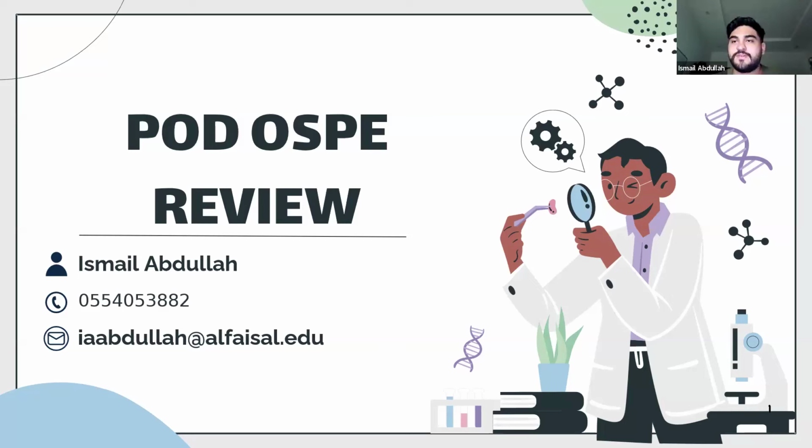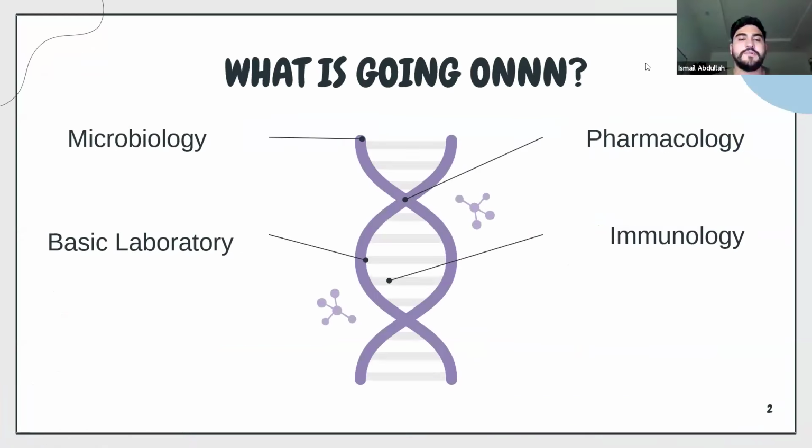Let's start. Basically, I divided my presentation into four different disciplines: basic laboratory, microbiology, pharma, and immuno. From basic laboratory, you can expect to see 1 to 3 questions. Most of the chunk is going to be from micro. Usually, they ask one pharma question a year, and the same goes for immuno. I'll make sure to cover all the questions that have been asked in the past in my presentation.